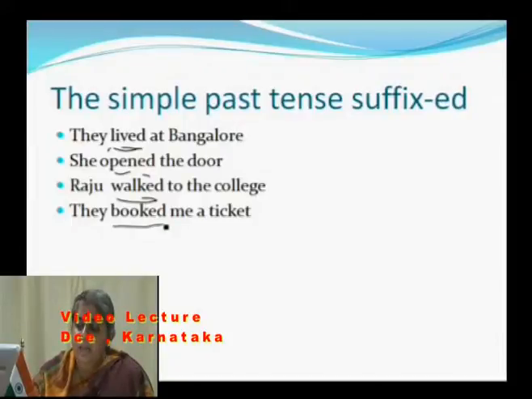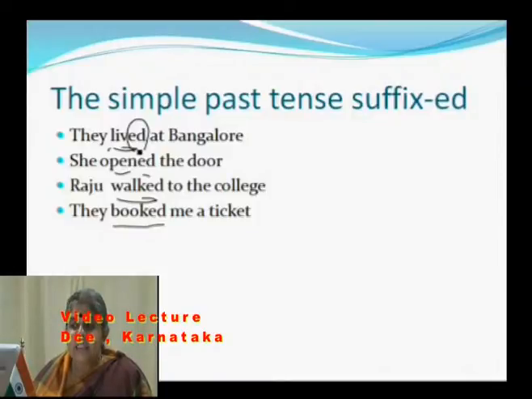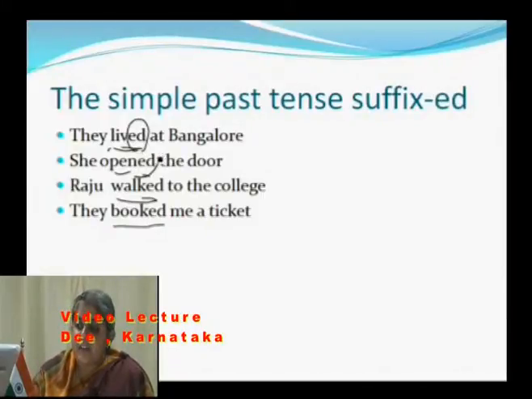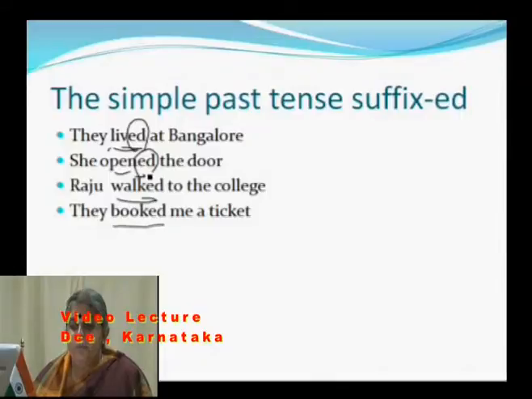Now, live past tense is what? Lived. What is the sentence? They lived at Bangalore. The second sentence, the verb is open, opened. She opened the door. Which is a suffix? Ed is a suffix.